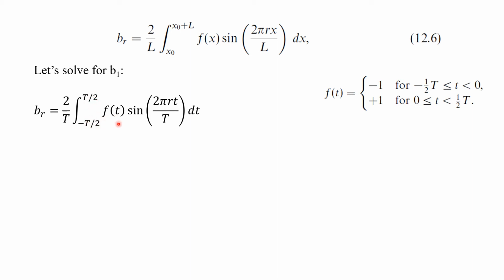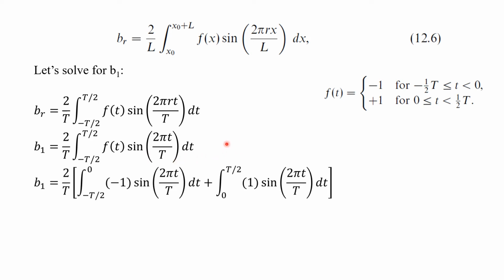So this integral here of f of t sine 2 pi r t over T dt will now be our b_r term. We're going to use this one to solve for your b1. So b1 is when your r is equal to 1. So you have 2 over T times the integral of f of t sine 2 pi t over T dt. And we divide this expression here using these conditions here. So we divide your integration limits from -T over 2 to 0, and then the other half will be from 0 to T over 2.